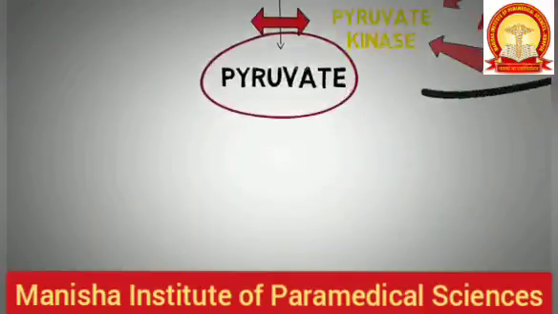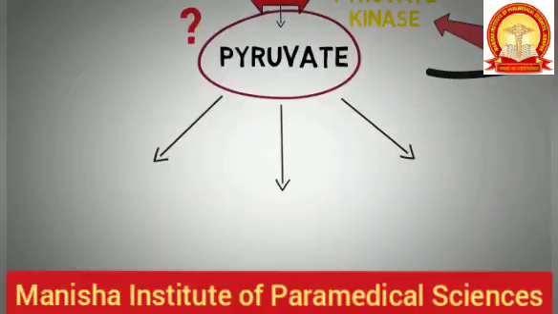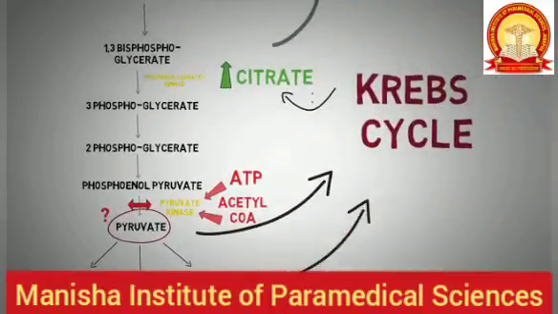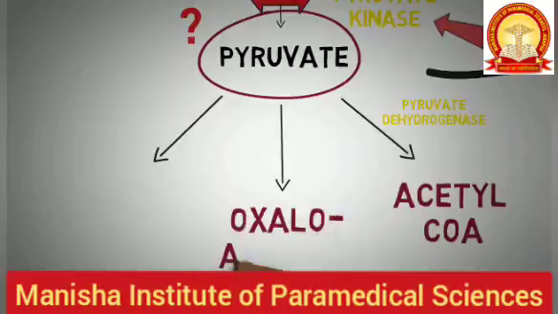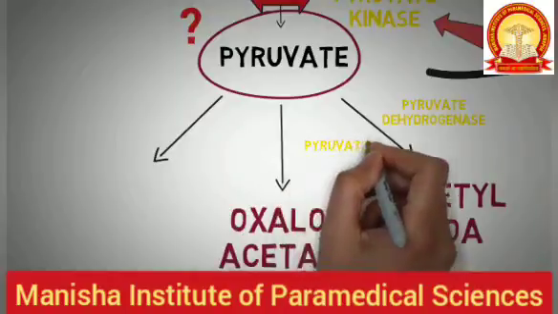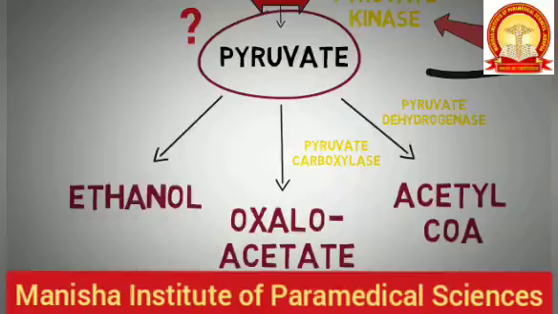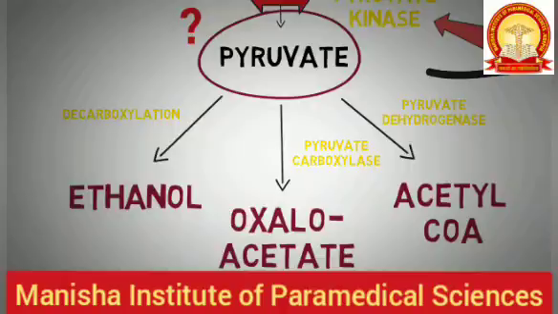Now we'll come to the last topic in the video, that is what happens to pyruvate next. See, the pyruvate has mainly 3 fates. First, it can be converted into acetyl-CoA, which is further used in the Krebs cycle. This is done by the enzyme pyruvate dehydrogenase. Second, pyruvate can be converted into oxaloacetate by the enzyme pyruvate carboxylase. Oxaloacetate can be used in the Krebs cycle or for gluconeogenesis. Thirdly, pyruvate can also be converted into ethanol by decarboxylation, but this occurs in yeast and not in humans.